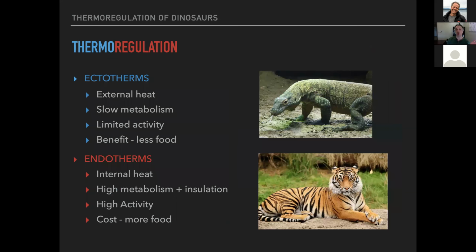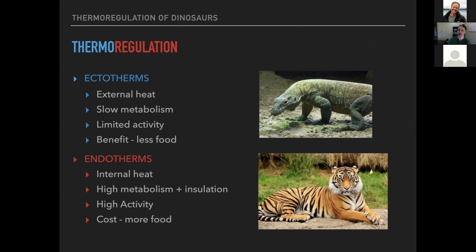So what does that mean? Just to recap, probably most of you are familiar with these terms. Ectotherms are things like lizards and fish. They rely on external heat to warm their bodies, and they can either bask or they can match the ambient. And this is because they have a slow metabolic rate. And one of the outputs of metabolic processes is heat production. So they don't produce a lot of heat. They don't have insulation. And they tend to have much more limited activity levels.